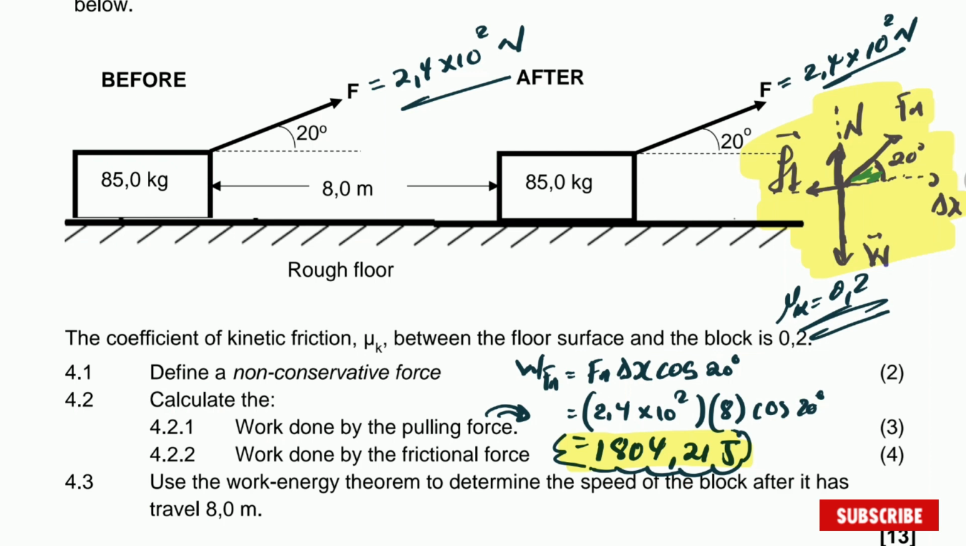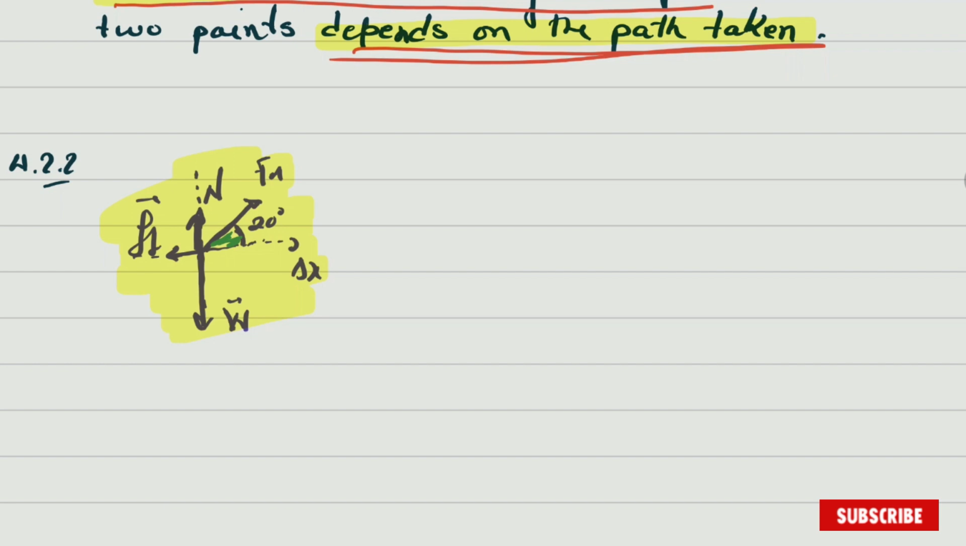Now, calculating the work done by the frictional force is not a big problem. The only thing is that we don't have the friction, so first of all we have to calculate the friction. For this one, we are going to a new page, and we're going to take the free body diagram with us. We've been asked to calculate the work done by the frictional force, which is equal to the frictional force multiplied by the displacement multiplied by the cosine of 180 degrees. We have that angle there.